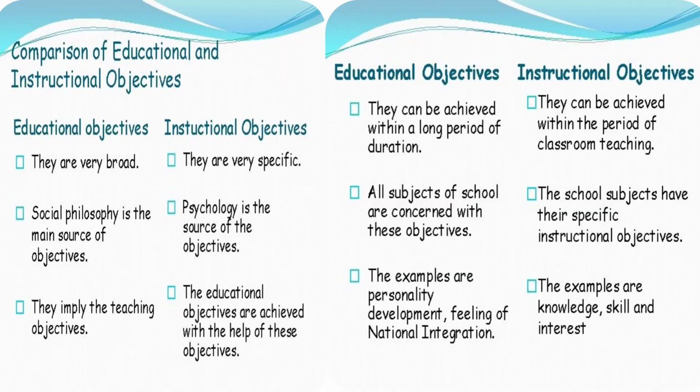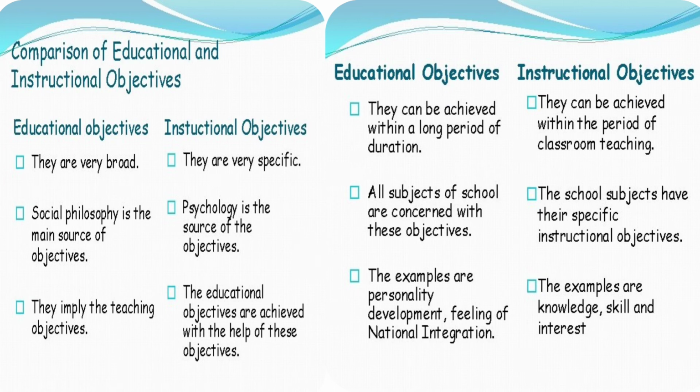Then there is a comparison. This chart shows a comparison between the educational and the instructional objectives. Normally, when you see the educational objectives, they are very broad, but instructional objectives are very specific. Then you can see what is the basis for these objectives. Here in educational objectives, the source is social philosophy, whereas psychology is the source of your instructional objective. Psychology means what? The study of the minds of the people, is it not? So depending upon the students, your objective will change. Okay, they imply the teaching objectives.